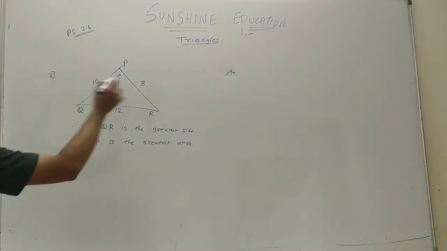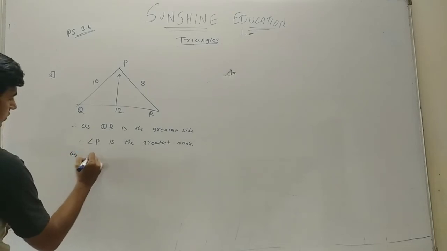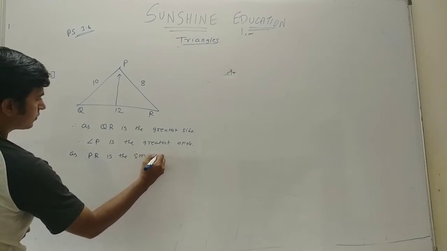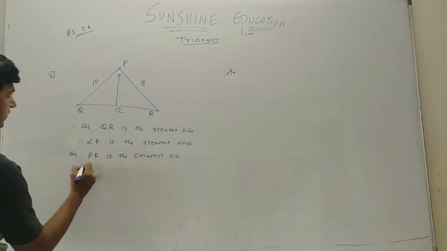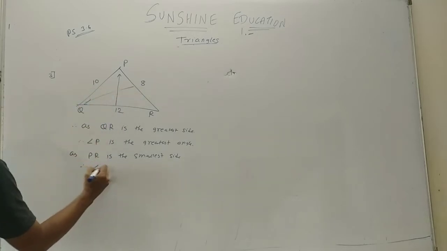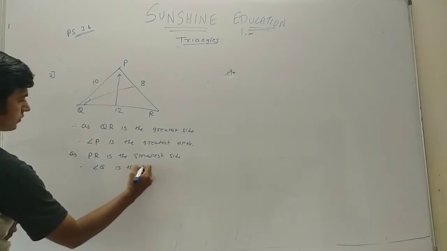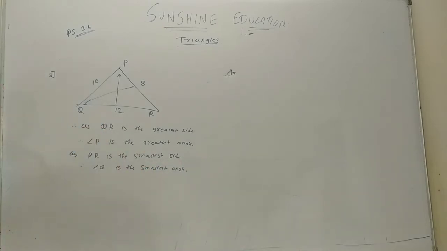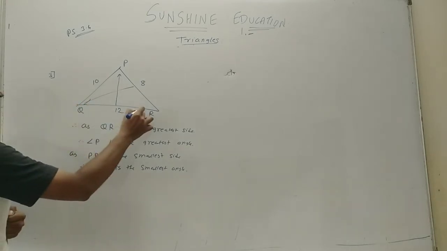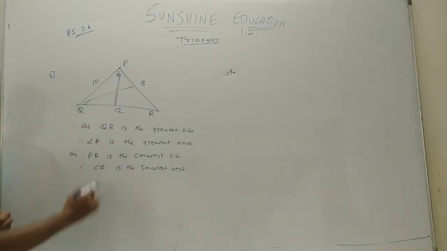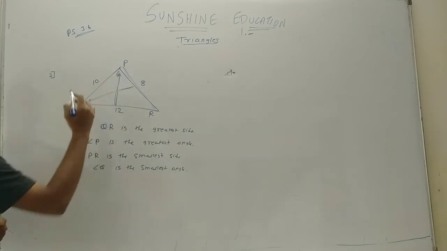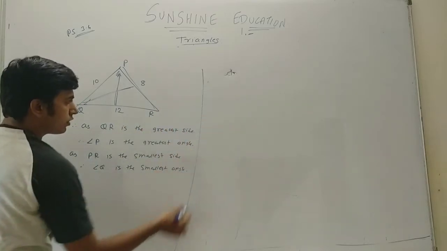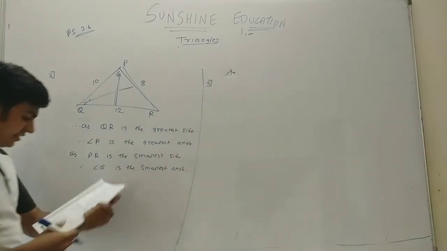And what is the next? Smallest. So which is the smallest side? PR. As PR is the smallest side, therefore angle Q is the smallest angle. Okay, so that was very easy. QR is the greatest side, so angle P is the greatest angle. PR is the smallest side, so angle Q is the smallest angle. Okay, so that's it for the third one. Now we move to the fourth one. Sums are very easy, isn't it?